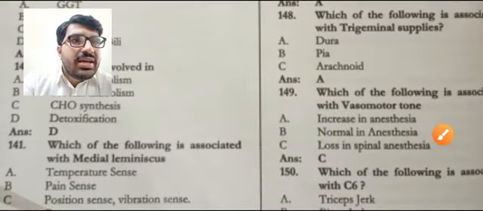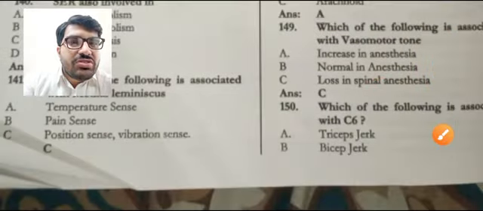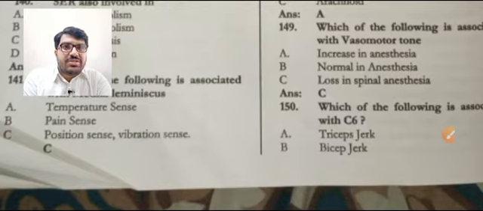Which of the following is associated with a vasomotor tone? The answer is C, spinal shock. Which of the following is associated with C6, that is bicep jerk? C6 and C7. The tricep is C7: bicep C6, tricep C7.